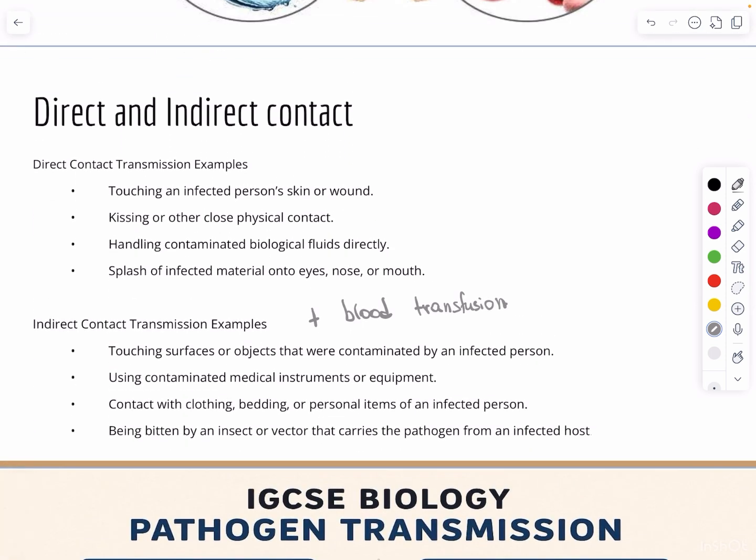We have here the examples of direct and indirect contact. Direct contact happens when you physically touch an infected person or their bodily fluids. Examples include hugging, kissing, or touching a wound. Indirect contact happens when a pathogen is passed via an object or surface, like a doorknob, shared towel, or even a mosquito that acts as a vector. Blood transfusion is also included in indirect contact. And on the IGCSE exam, if you get a question, is blood transfusion direct or indirect, the answer would be indirect contact. This is really important.